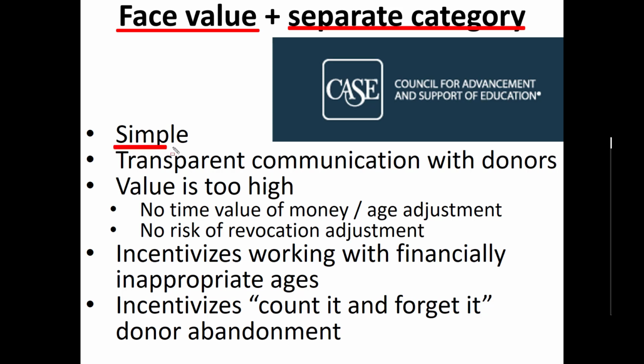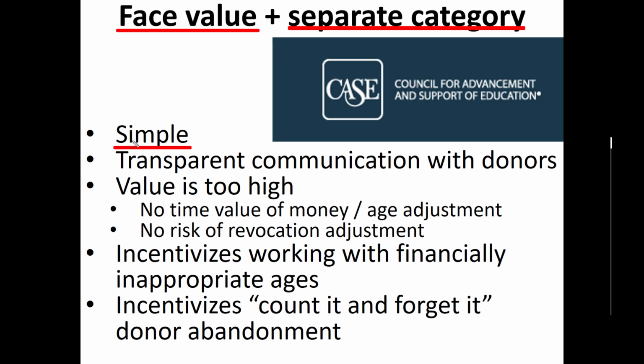One, it is simple. We don't worry about time value of money. We don't worry about risk of revocation. We just try to estimate, if you died, how much would the organization get? Face value. So, for example, if I take out a life insurance policy on my life for $1 million and name the university as a beneficiary, the face value of that gift is $1 million, because if I died today, that's what the university would get. But we put it in a separate category.